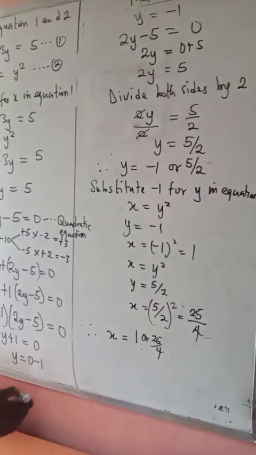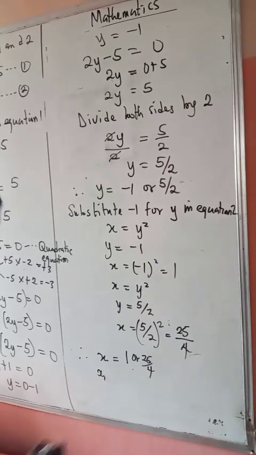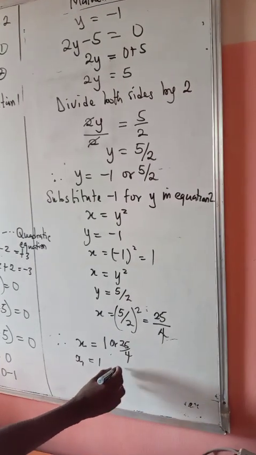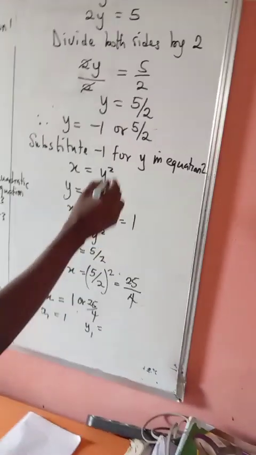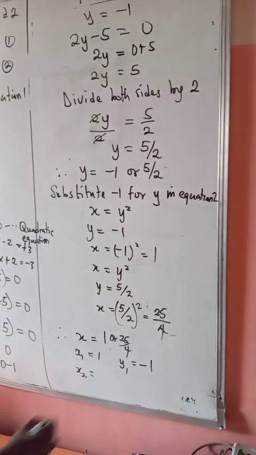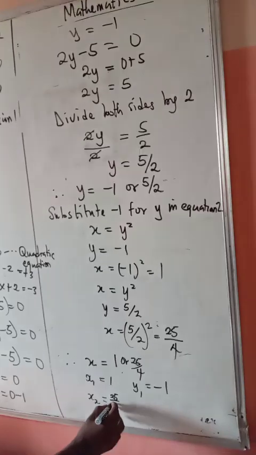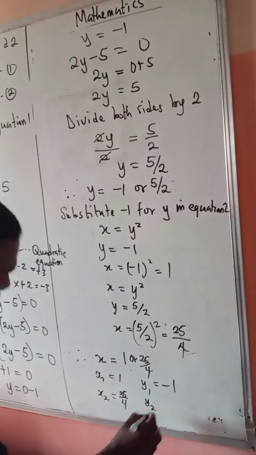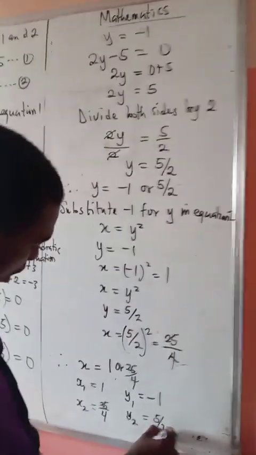So therefore, we have x1, the first x, to be 1, and y1, the first value of y, is negative 1. Then x2, the second value of x, is 25 over 4, and the second value of y is 5/2.